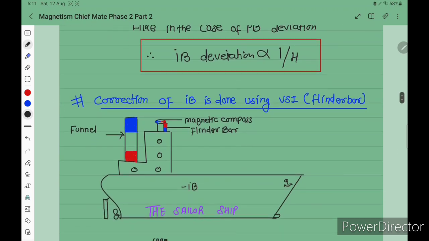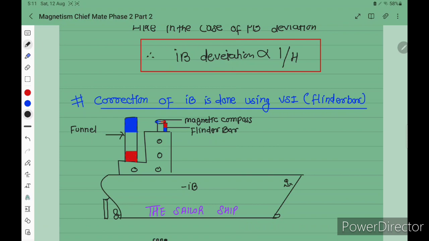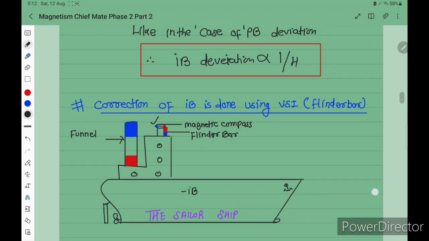Okay. Now how is correction of IB done using the vertical soft iron? So this is a minus IB. The blue is on top and the red is on funnel bottom, and the compass is here. So we put the flinder bars, as I showed you initially in a video, kept in fore and aft directions. To compensate this funnel error, we put the flinder bar forward of the compass, equal and opposite. So if you see this, blue is down, red is up on top, so that it will nullify the effect of funnel.